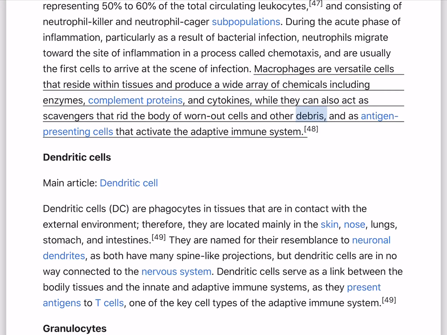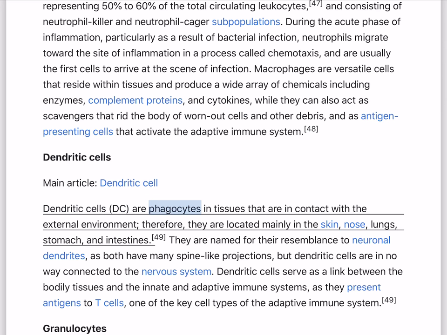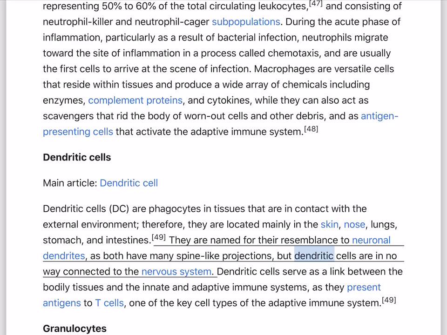Dendritic cells. Main article. Dendritic cells, DC, are phagocytes in tissues that are in contact with the external environment. Therefore, they are located mainly in the skin, nose, lungs, stomach, and intestines. They are named for their resemblance to neuronal dendrites, as both have many spine-like projections, but dendritic cells are in no way connected to the nervous system.